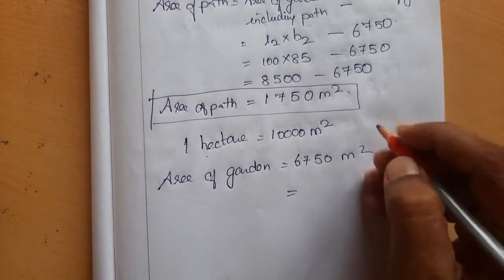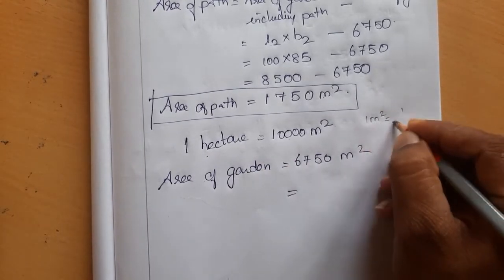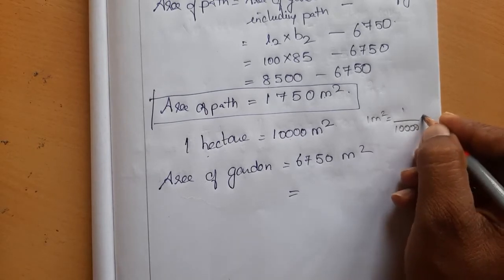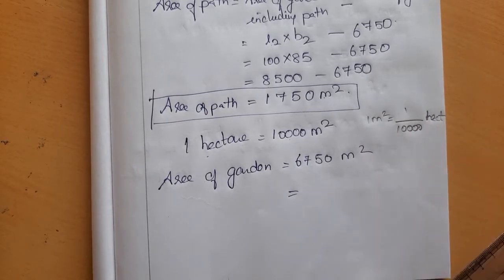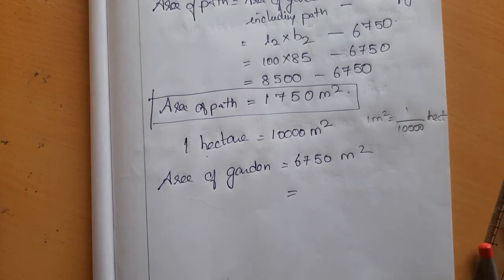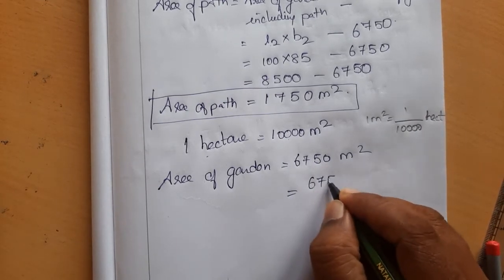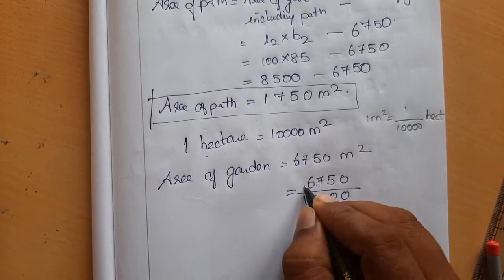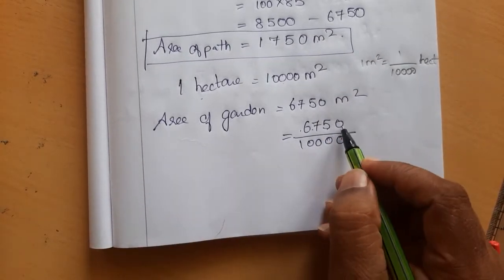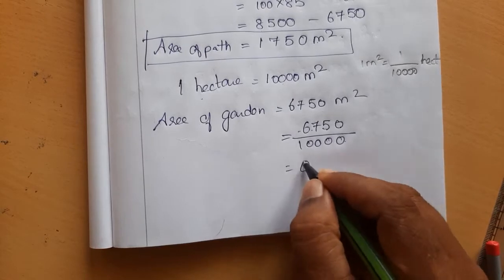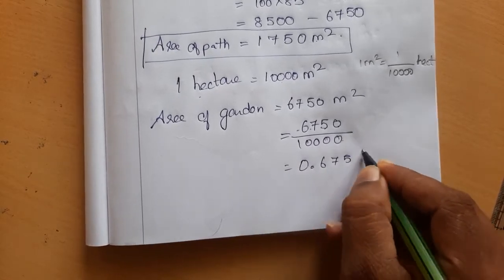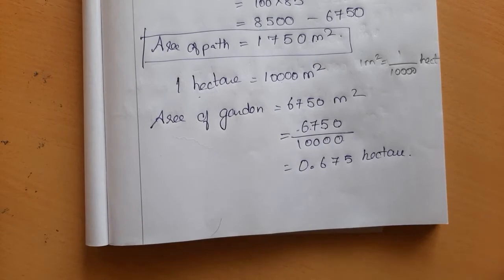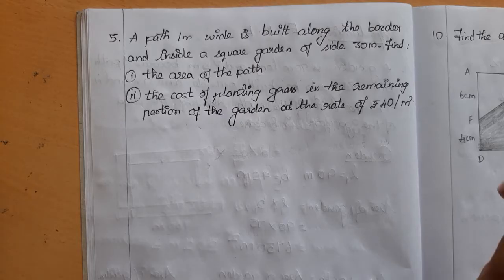So 1 meter square is equal to 1 by 10,000 hectare, right? So we have to divide 6750 by 10,000. For four zeros, you have to move the decimal four places from the unit place: 1, 2, 3, 4. So 0.675 hectare. Clear? So here we come to the next problem.